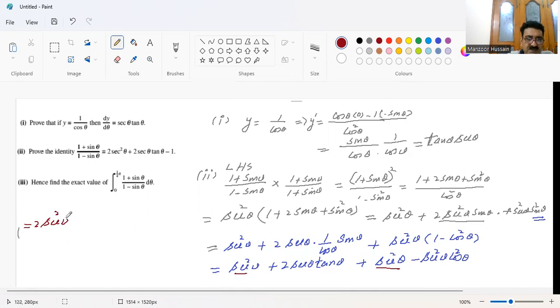I get this. Then I already get this 2 secant of theta into tangent theta. Then minus, this is actually the reciprocal of cosine. Actually it is 1 by cosine. So this is cancelled with it. So it becomes 1. I get this proof. It is proved.